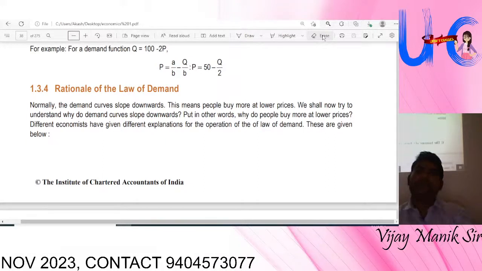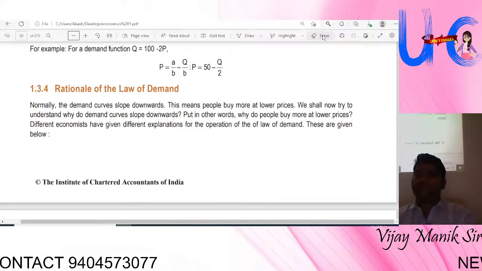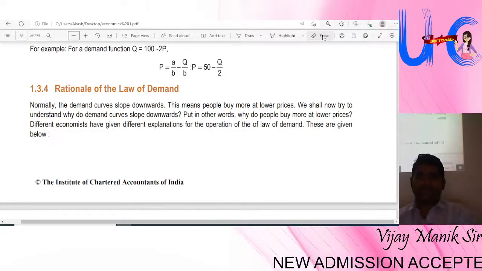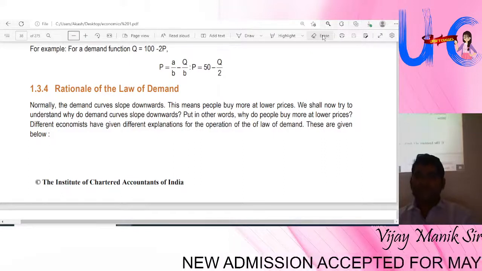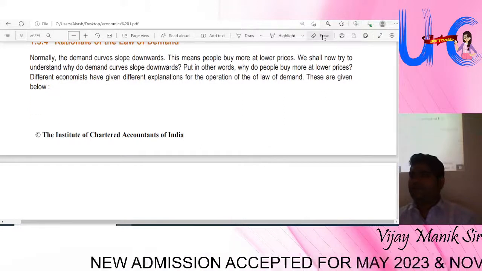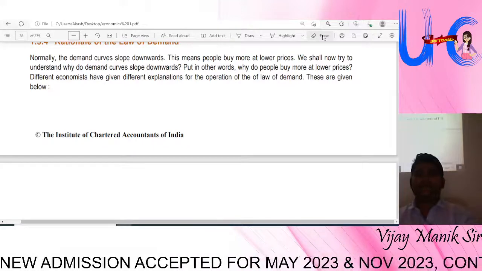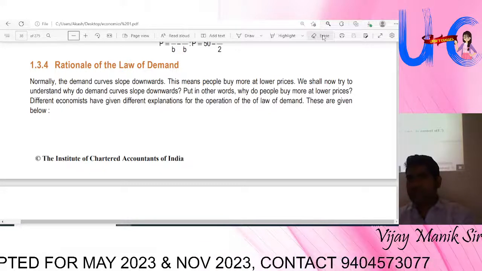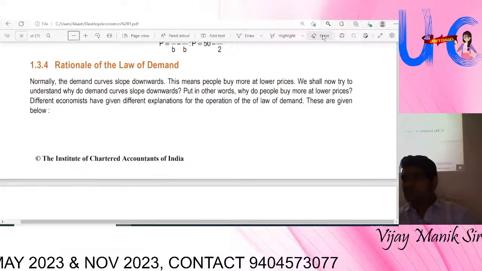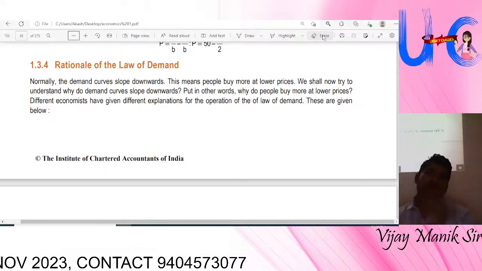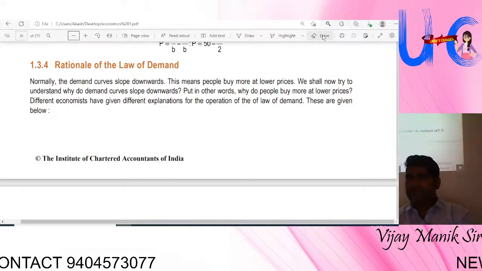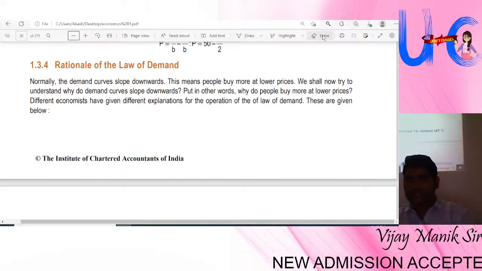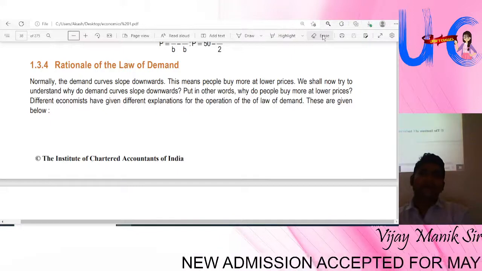Rationale of the law of demand. What is meant by rationale? Actually, rationale is the word, but we are not taking an English class, so rational is fine. Very simple: causes behind. The meaning here is that the rationale of the law of demand means the causes or reasons behind the law of demand. In this topic we will see the reasons, the causes behind the law of demand, how the law of demand works.